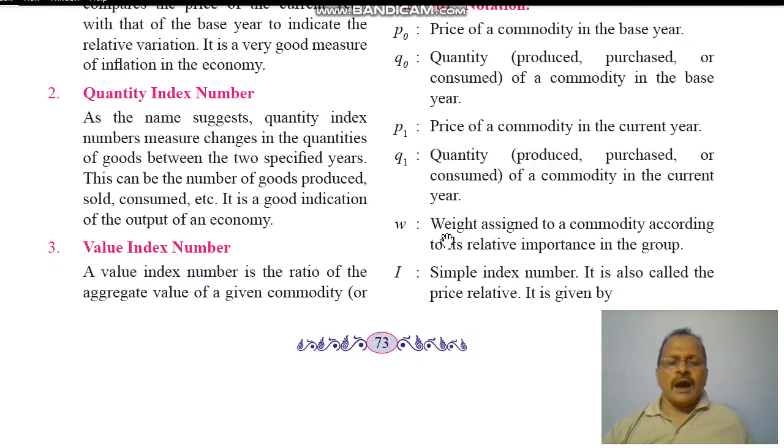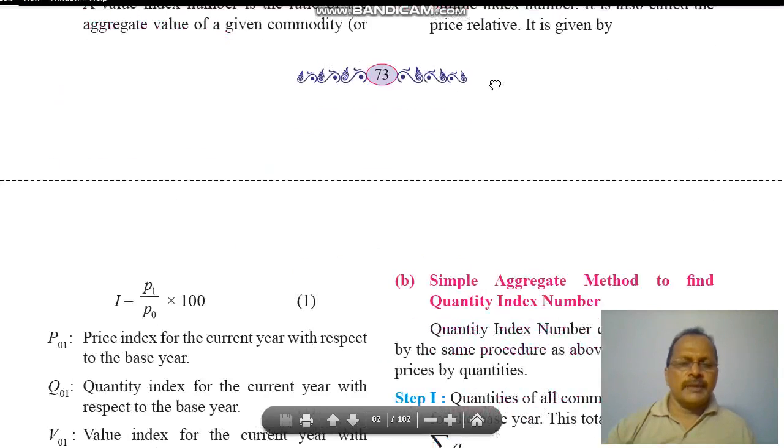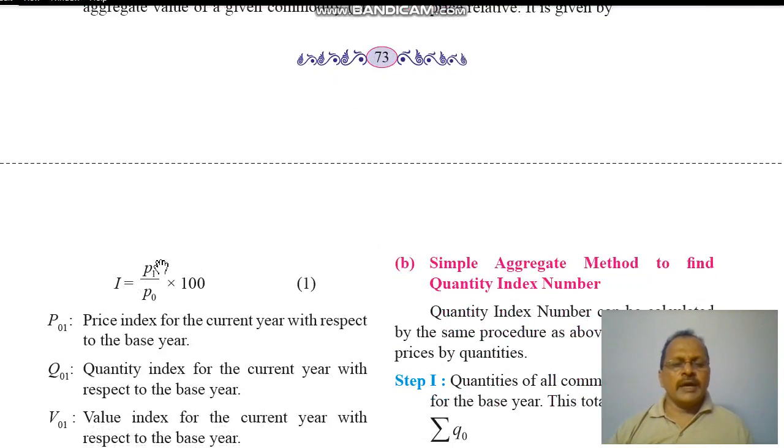And I is nothing but the simple index number. It is also called the price relative. It is given by capital I equals P1 upon P0 multiplied by 100.